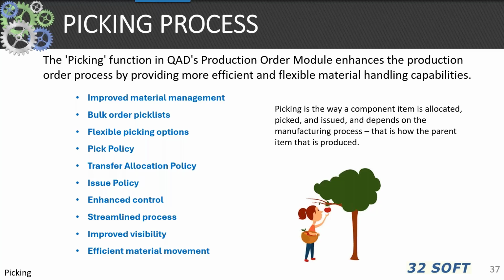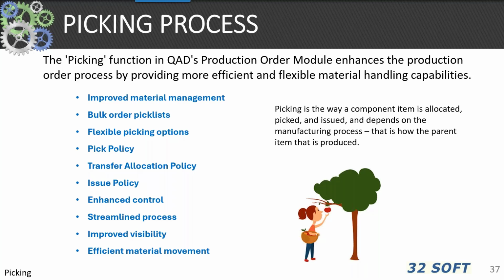Once you've properly allocated and printed the production order or a bulk pick list, you will want to send that document to the controlled stockroom for picking. The way a component is allocated, picked, and issued again depends on the manufacturing process of the parent. The picking function in QAD's production order module enhances the production order process by providing efficient and flexible material capabilities. It affords improved material management.